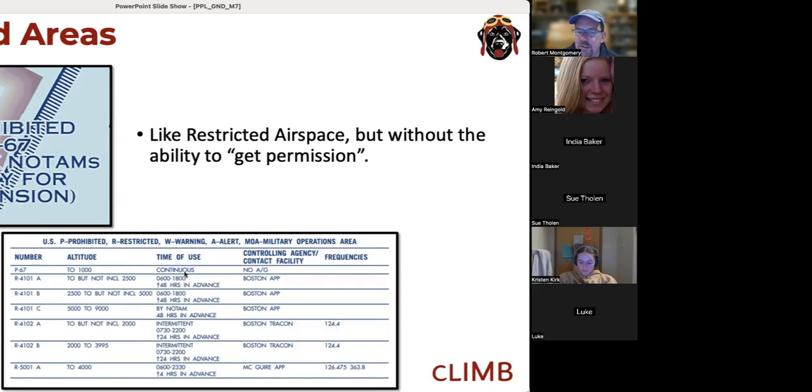It is continuous. It is always active. And there is no controlling agency. What that means is you're pretty much not getting permission, right? It can be done. You have to go through the Secret Service and get permission that way. Sue knows all about that process. But generally speaking, it's prohibited. It means you're not allowed in there. Just plan on not going in there. Okay.